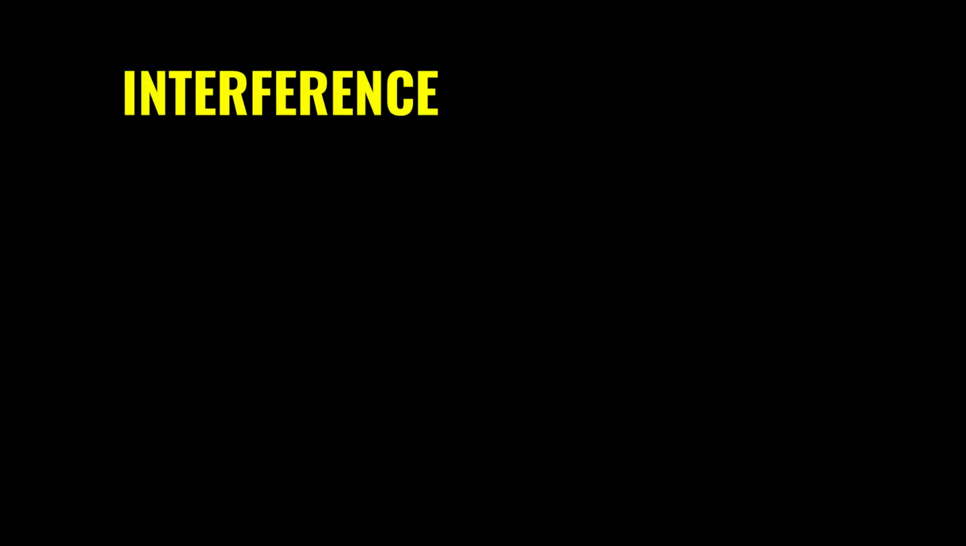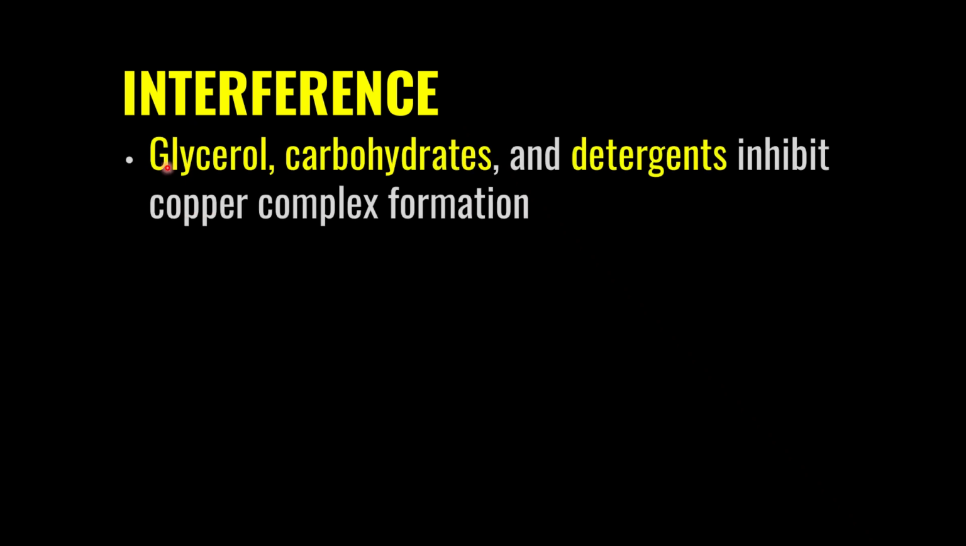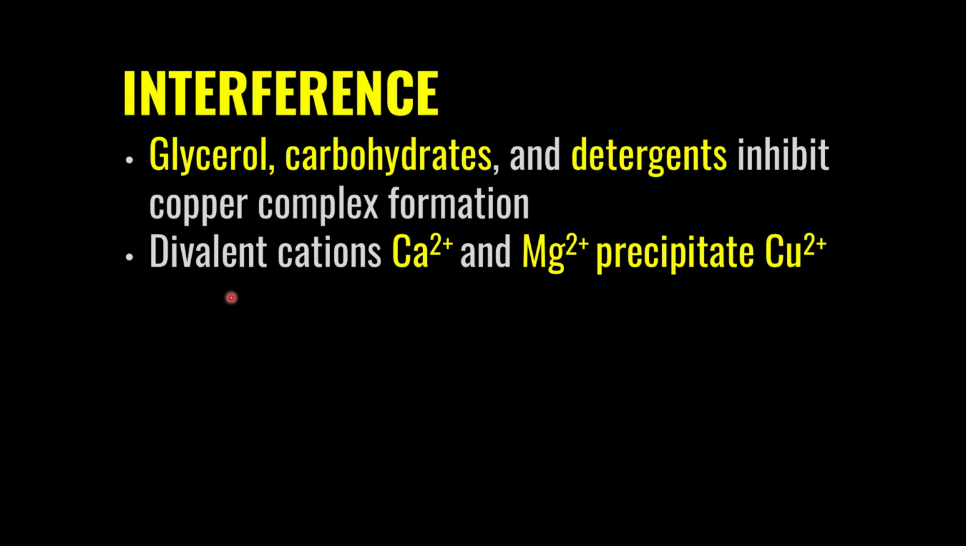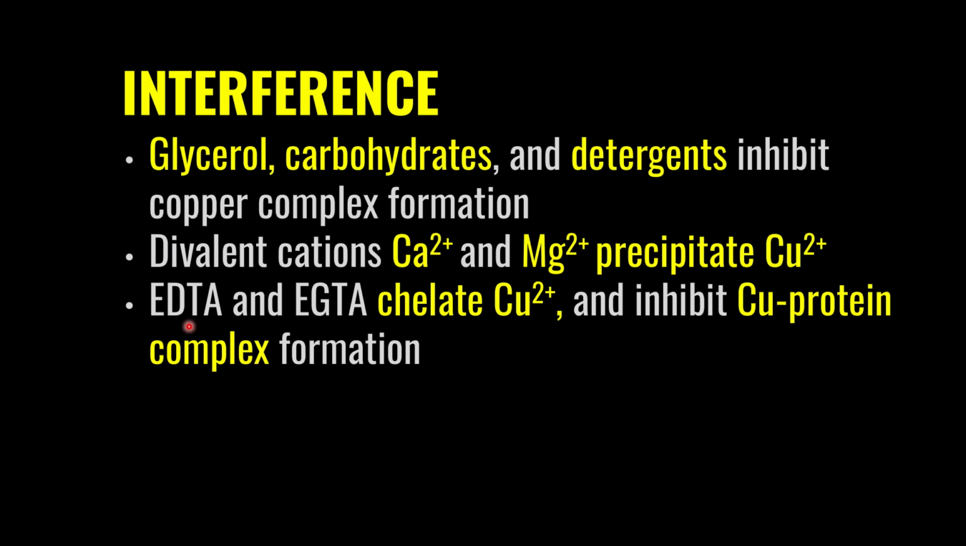So I have discussed all the goodies about the Lowry assay, but there are certain problems also, although they are of minor nature. For example, there may be interference from the chemicals present in a sample, such as glycerol, carbohydrate, or certain types of detergent. They basically inhibit the formation of the copper complex in the reaction. There are certain divalent cations, particularly calcium and magnesium, or chelators of cations such as EDTA and EGTA. They also affect the formation of the copper protein complex.